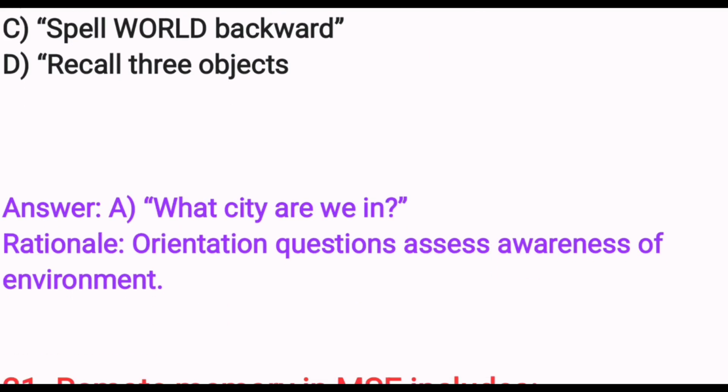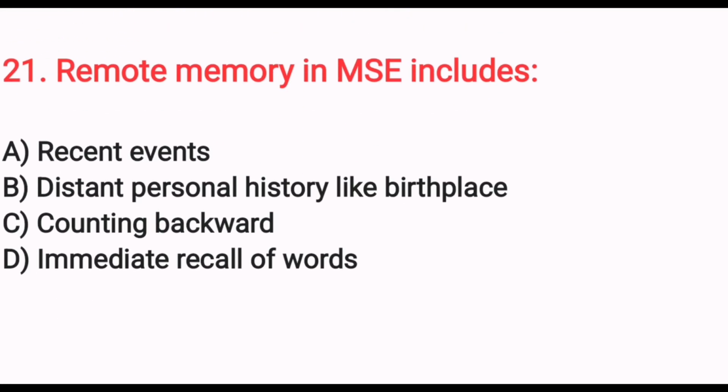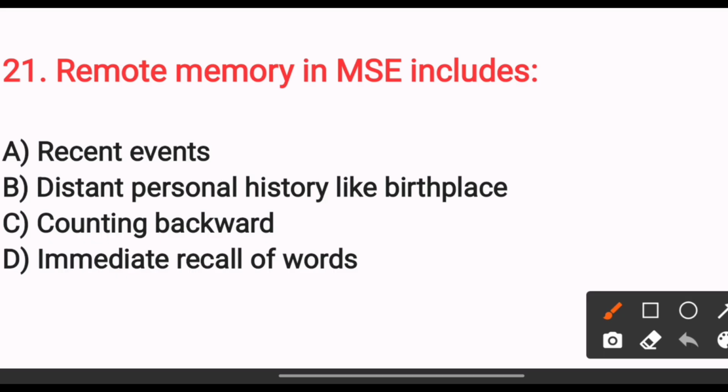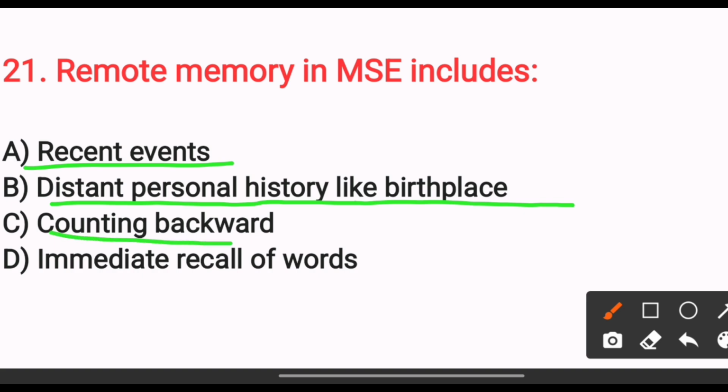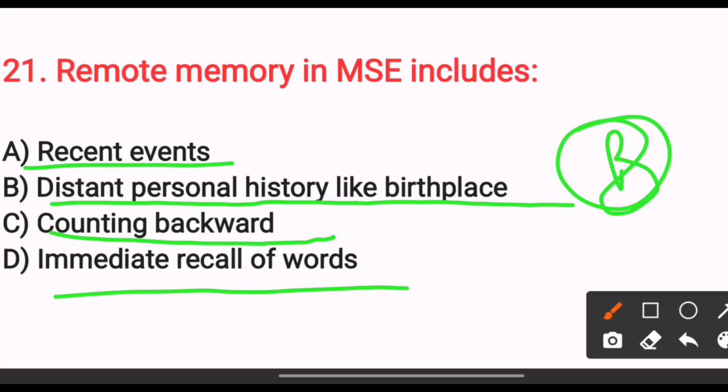Next, remote memory in mental status examination includes option A, recent events. Option B, distant personal history like birthplace. Option C, counting backward. Option D, immediate recall of words. The answer is option B, distant personal history like birthplace, because remote memory evaluates long-term stored information.